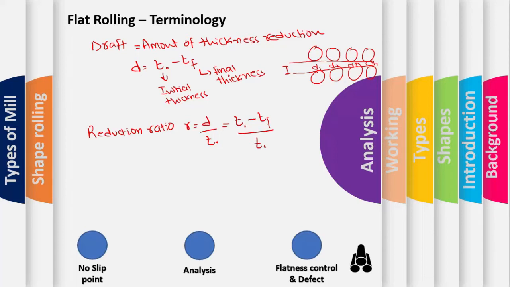So while performing the rolling operation, obviously our dimensions are changing, but the volume is constant. So by the constancy of volume, we can write it as T naught into the initial width into the initial length equals final thickness into the final width into the final length, right?